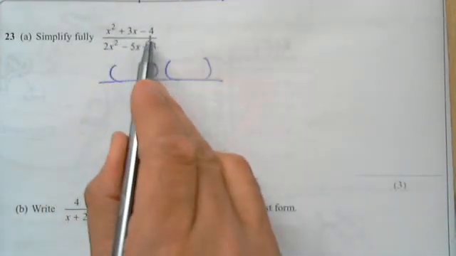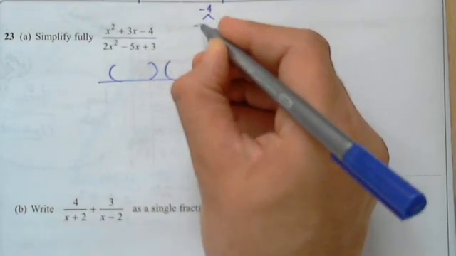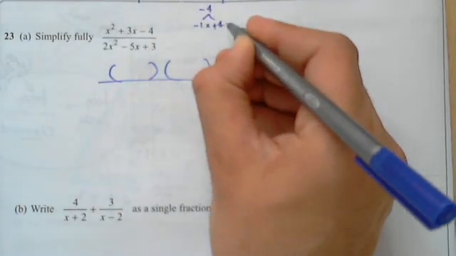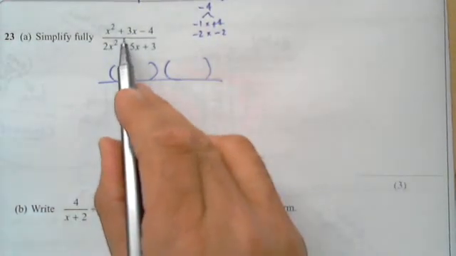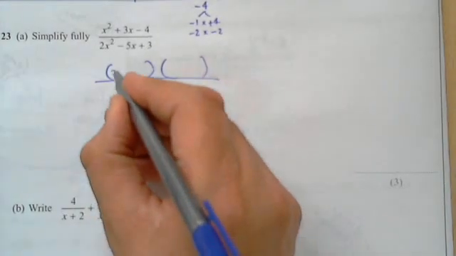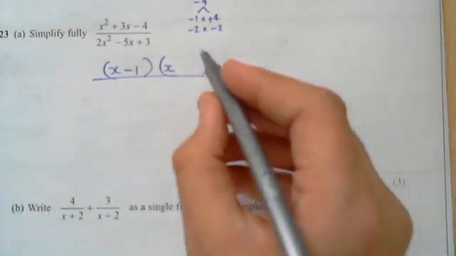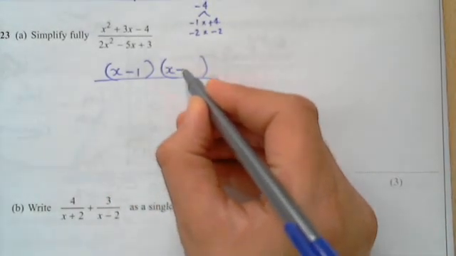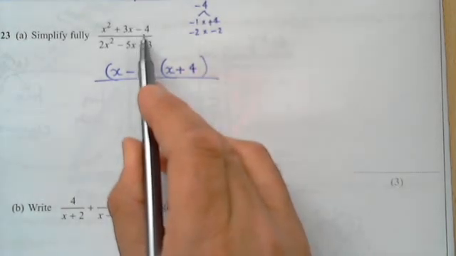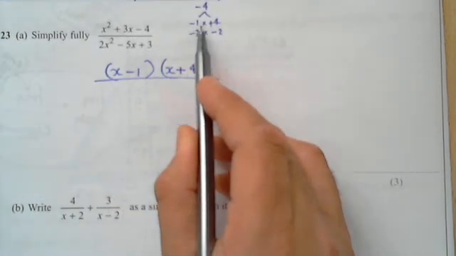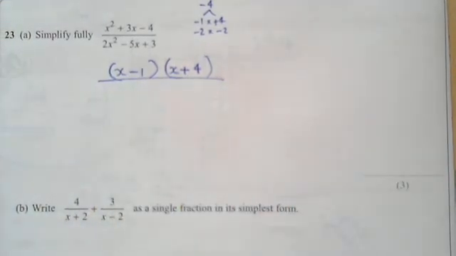we need two numbers that multiply to give you minus 4 and add up to plus 3. So the first one looks good. Minus 1 times plus 4 is minus 4. Check. Minus 1 plus 4 is plus 3. Check. Correct. So we put them in there.